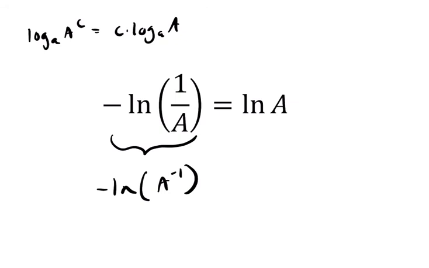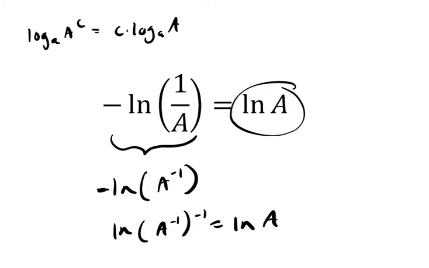So our coefficient is negative 1. And I can bring up the negative 1 to get this. And then use my laws of exponents to multiply these two right here. And that's just the ln of a, which is what we have on this side, and it works.